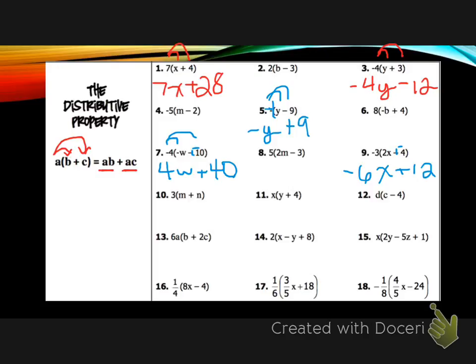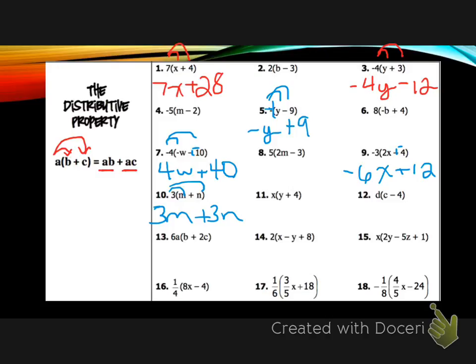Sometimes there might be more than one variable, and that's okay. If you look at number 10, you've got a 3 times an m, which is going to give you a 3m. Then you're going to take the 3 times the n, the second term. So first you did your 3 times your m, now we do 3 times n. So now we've got plus 3n.